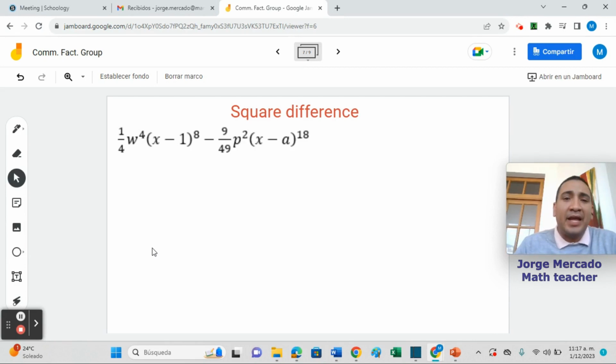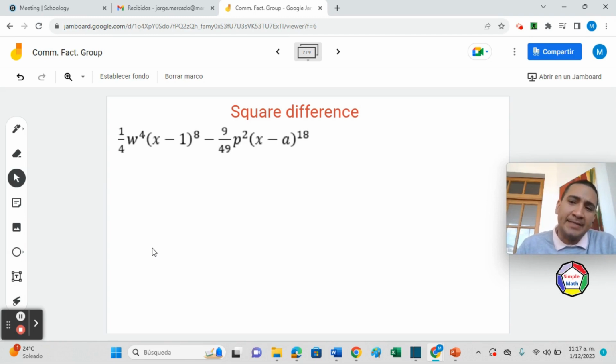In this video, I will explain an exercise about square difference. Let's call this an excellent exercise, which is a high level of proficiency. We have fractions, we also have parentheses. Let's see if they have a common factor.